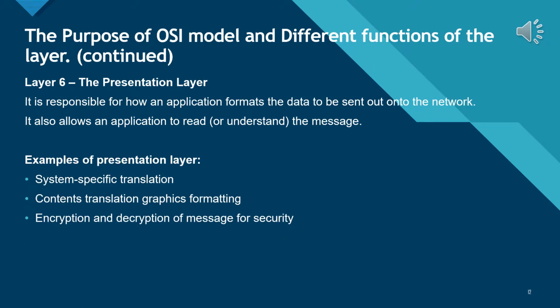Layer 6, the presentation layer, is responsible for how an application permits the data to be sent out onto the network. It also allows the application to read or understand the message. Examples of the presentation layer are system-specific translation, context translation, graphics formatting, and encryption and decryption of messages for security.